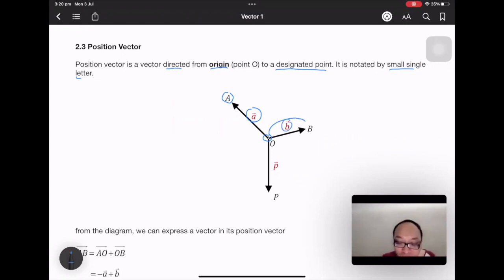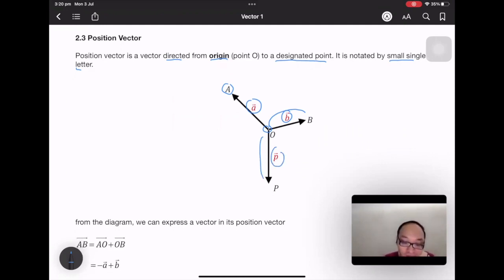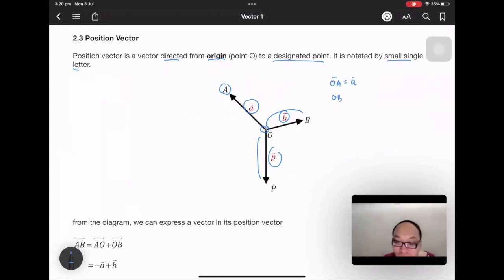From O to P, it's position vector p. So OA is vector a, OB is vector b, and OP is equal to vector p, position vector p. And also we can express this in vector algebra.